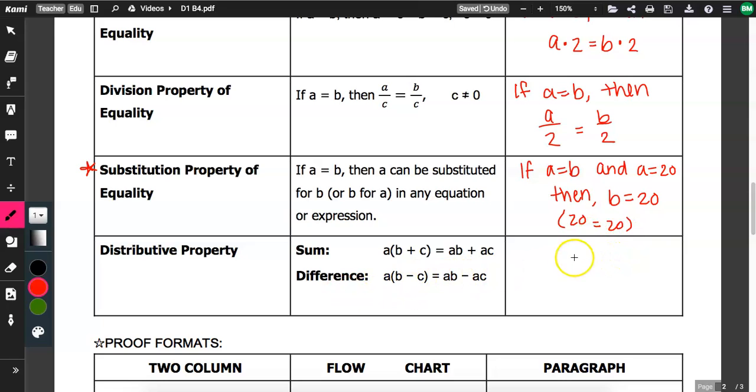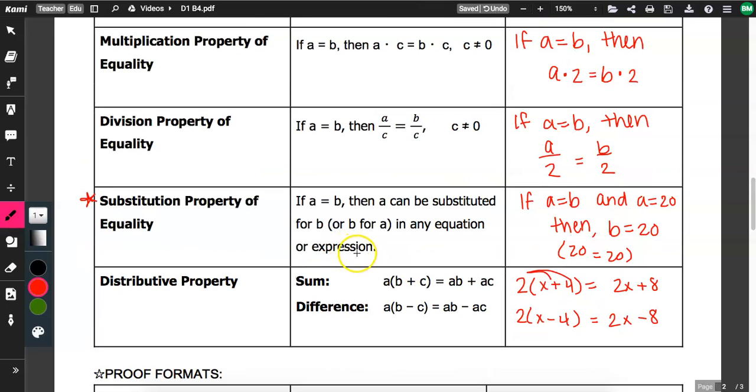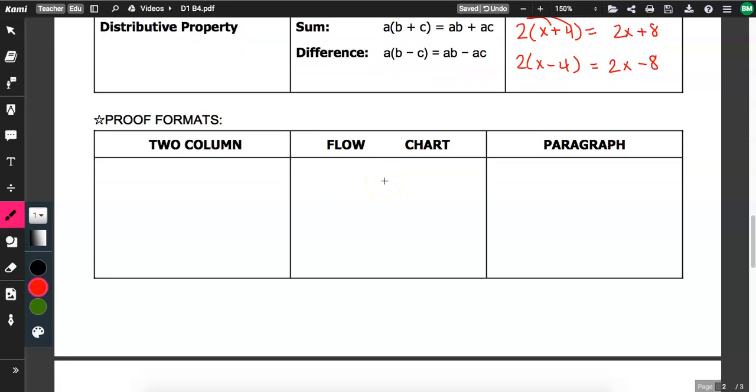And then our distributive property. A couple examples. 2 times x plus 4 becomes 2x plus 8. 2 times x minus 4 becomes 2x minus 8. We're familiar with that one. So just a couple of algebraic properties, because even though it's geometry, we use a ton of algebra here, so we do want to remember those properties, especially when we're using them in proofs.